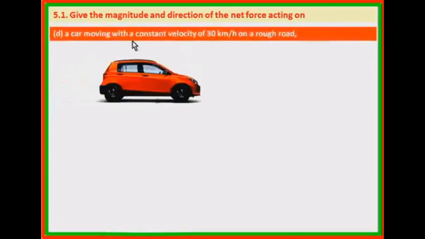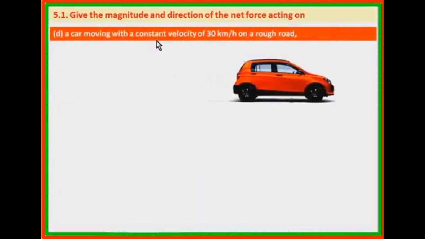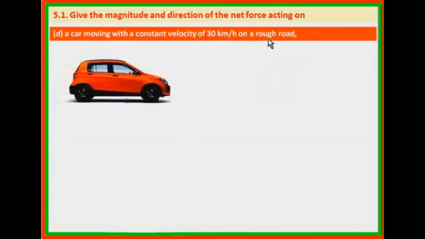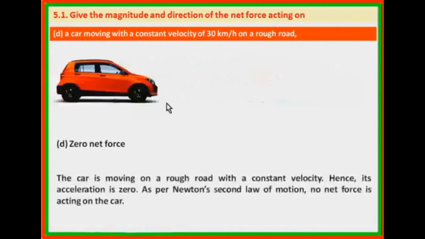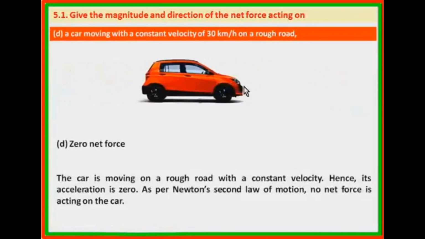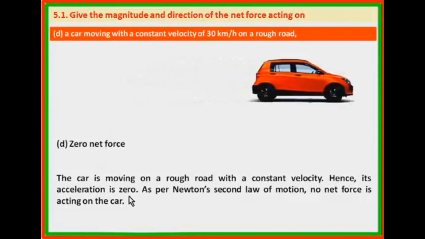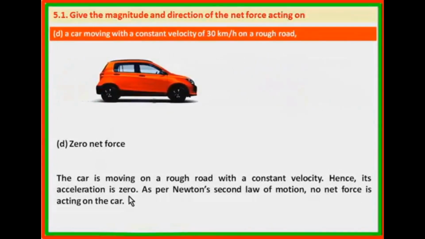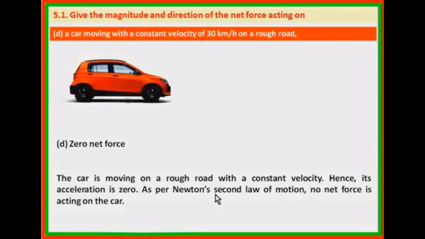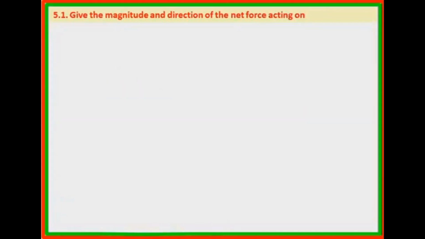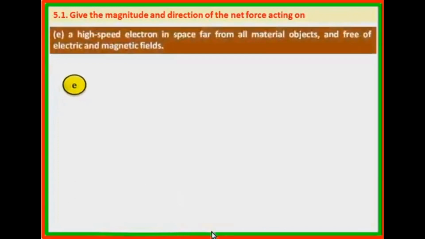Fourth part of this question. A car moving with constant velocity 30 km per hour on a rough road. Once again, the words constant velocity represent that there is no acceleration, because acceleration is change in velocity over time. So acceleration is zero, and according to Newton's second law of motion, F is equal to ma, that is also zero. So it's zero.